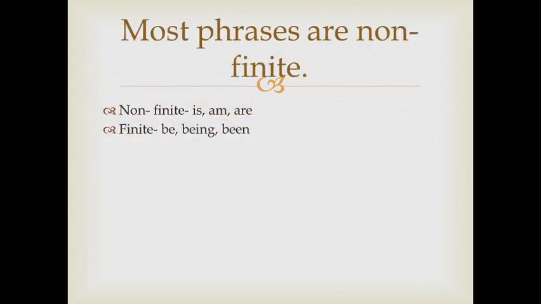And most of the phrases are non-finite. That means they have a verb form that does not have any specific person, number, or tense. For example, finite verbs are is, are, etc. And non-finite forms of verbs are be, being, been, etc. So in phrases, we could find mostly the non-finite forms of verbs.